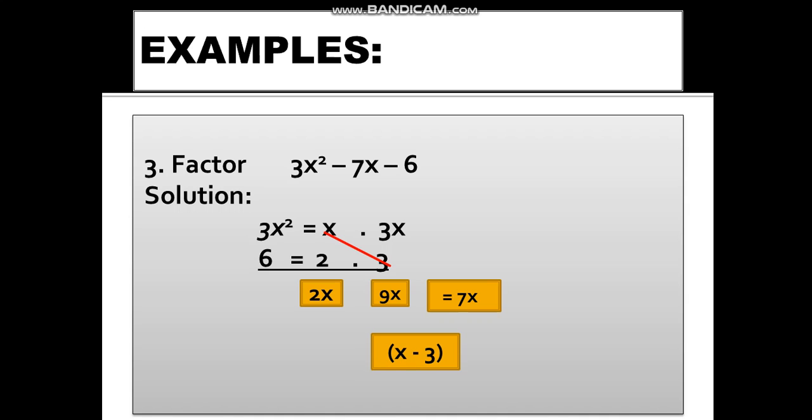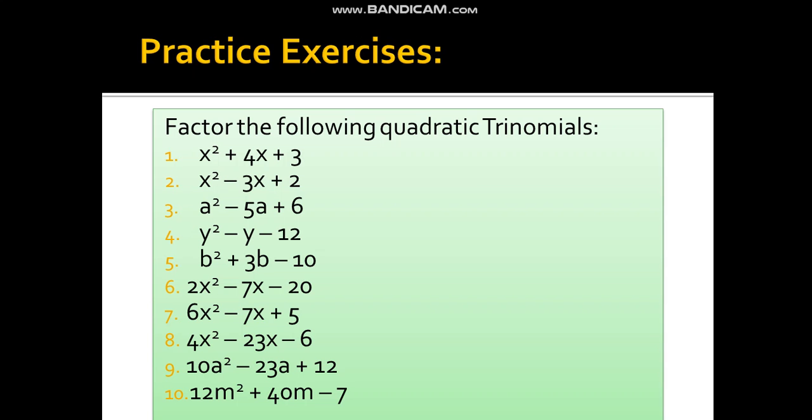If you're going to add negative 9 plus 2, the result is negative 7. So that's why 3 is negative. Then the other factor is positive, 3x plus 2. So that is our final answer now. You can pause the video so that you can analyze why the signs are like that.